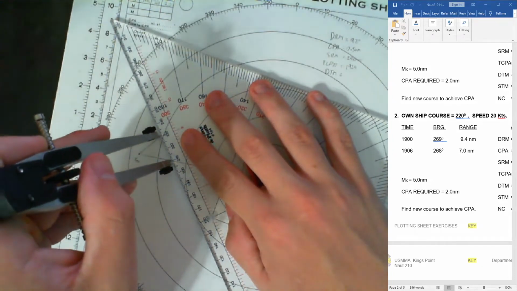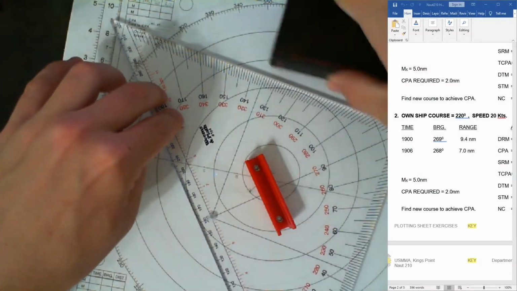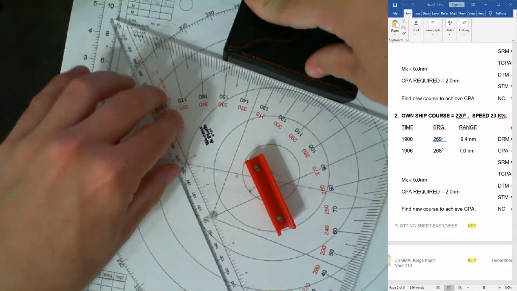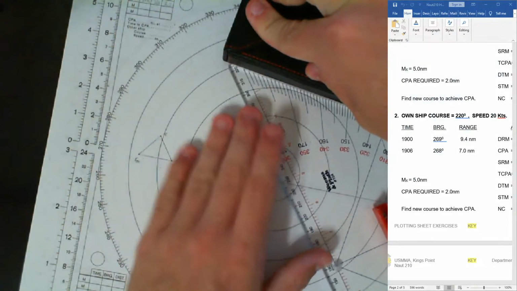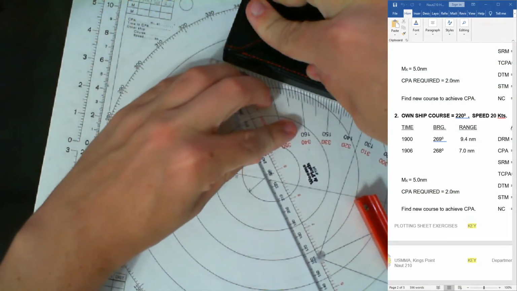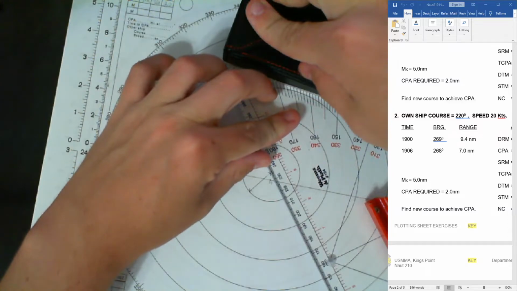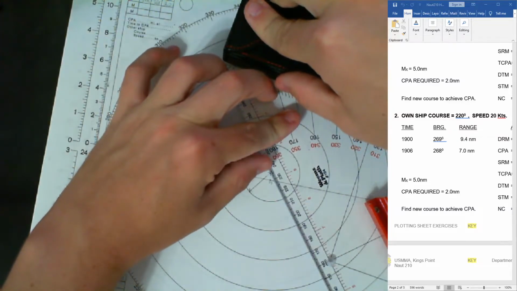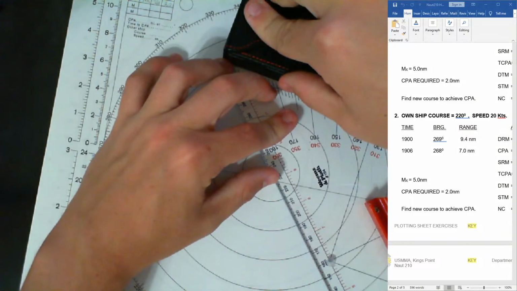Just like that. And right through the center. We just need to parallel that over. Just like that. That back up. And voila. There we go.